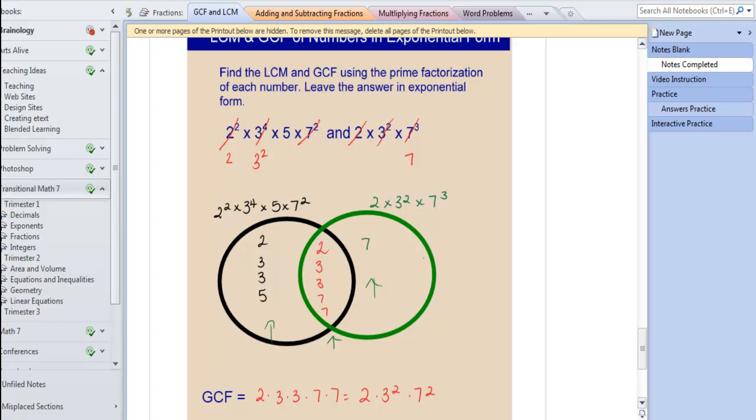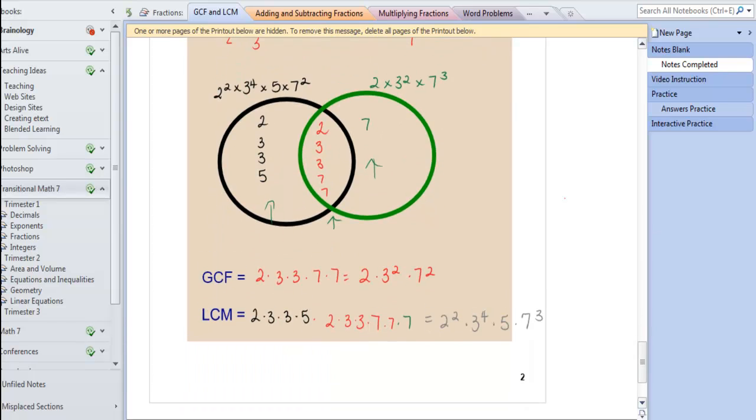So let's go ahead and multiply 2 times 3 times 3 times 7 times 7 to get the greatest common factor, and that gives you 2 times 3 squared times 7 squared. And remember, you don't have to multiply it all the way out, which is great, right? And then for the LCM, we're putting together the 2, the 3, the 3, and the 5 from the black circle, the 2, the 3, the 3, and the 7 from the overlapping part, and the 7 from the green circle, everything in the entire Venn diagram, and we end up with 2 squared times 3 to the 4th times 5 times 7 cubed.